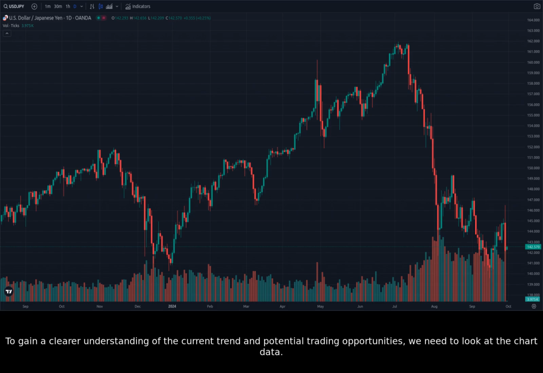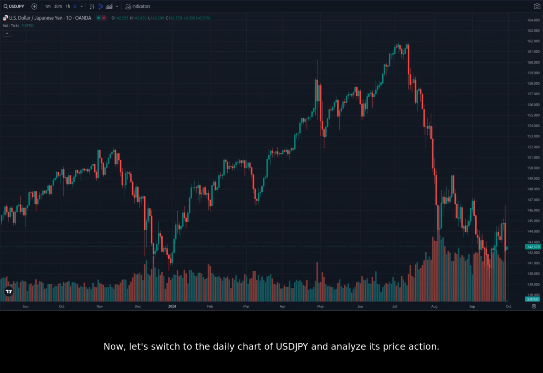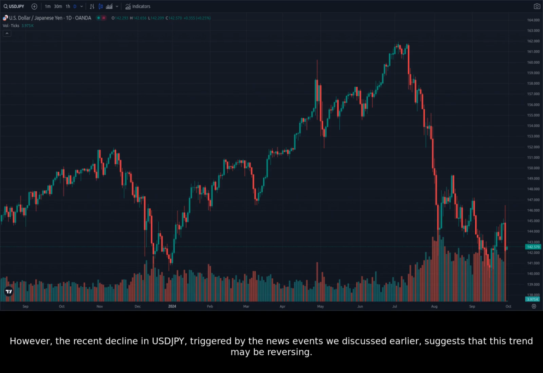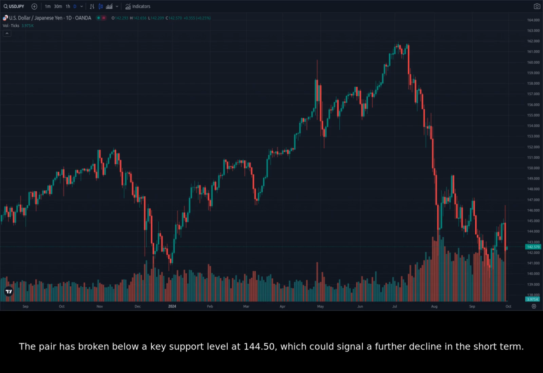To gain a clearer understanding of the current trend and potential trading opportunities, we need to look at the chart data. Now, let's switch to the daily chart of USDJPY and analyze its price action. We can see that USDJPY has been trending upward since the beginning of September, with a series of higher highs and higher lows, suggesting a bullish bias. However, the recent decline in USDJPY, triggered by the news events we discussed earlier, suggests that this trend may be reversing. The pair has broken below a key support level at 144.50, which could signal a further decline in the short term.